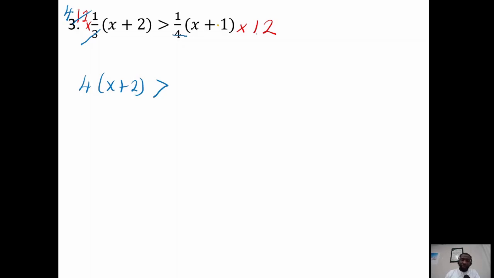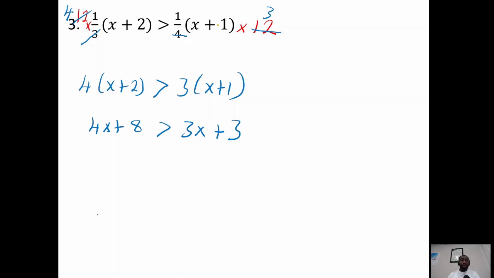So it's like 4 is going to cross out 12. 3. So 3 multiplied by 1, I have 3. Parenthesis x plus 1. Right. So after that, I just use my distributive property. 4 multiplied by x, I have 4x. And then I have 4 multiplied by 2. I have 8. Greater than 3 multiplied by x. I have 3x. And then I say plus 3 multiplied by 1. That is 3.